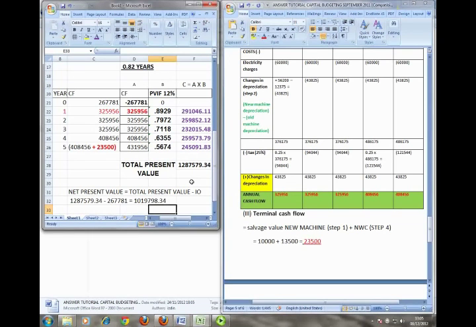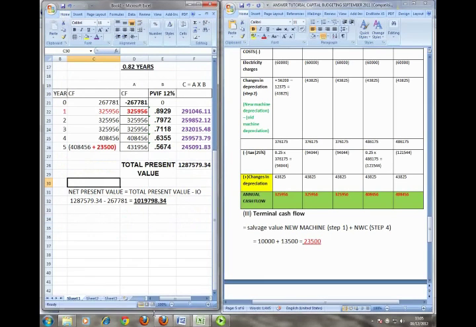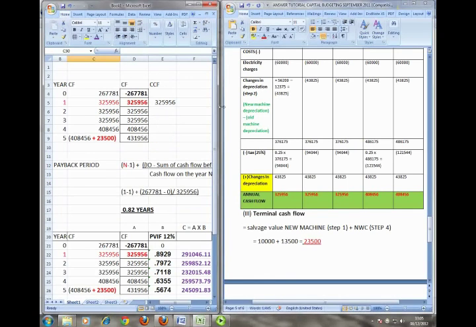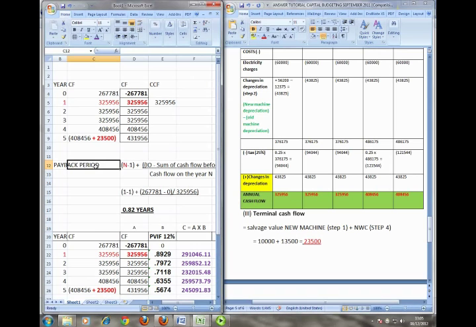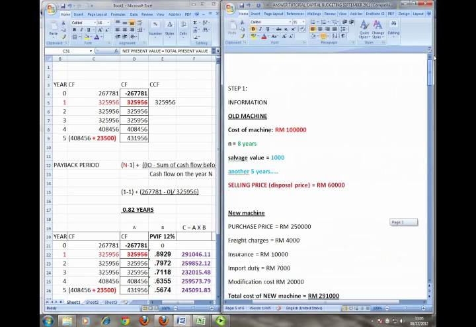Okay, so remember class, this is your NPV. Okay, this is your payback period and this is your NPV. So I repeat class before we end our tutorial. Remember, before you want to calculate your payback period and your net present value, you must construct all the steps on the left side.